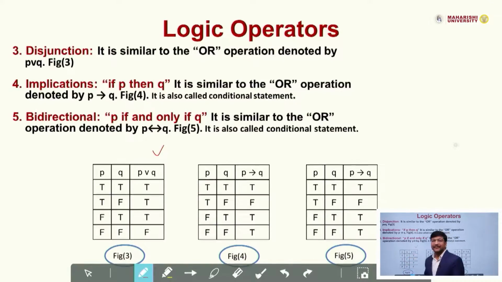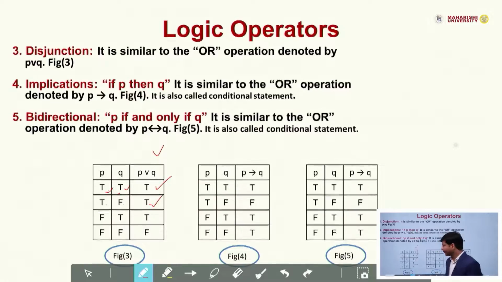It states that if any of the statements is true, then the result is true. For example, here we have both statements true. Therefore, the result is true. True and false, it is again true. False and true, there is at least one true, so it is true. False and false, it remains false, right?